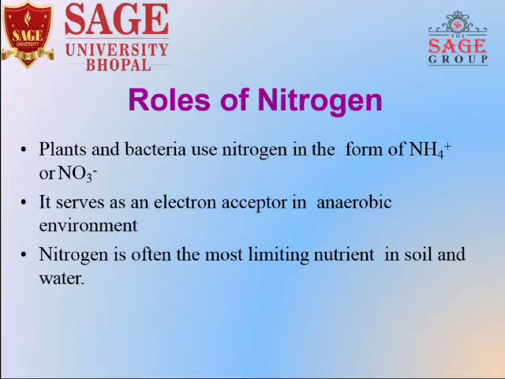Role of nitrogen. Plants and bacteria use nitrogen in the form of NH4+ or NO3-. It serves as an electron acceptor in anaerobic environments. And lastly, nitrogen is often the most limiting nutrient in soil and water. So the role of nitrogen is: plants and bacteria use nitrogen, it serves as an electron acceptor in anaerobic environments, and nitrogen is often the most limiting nutrient in soil and water.